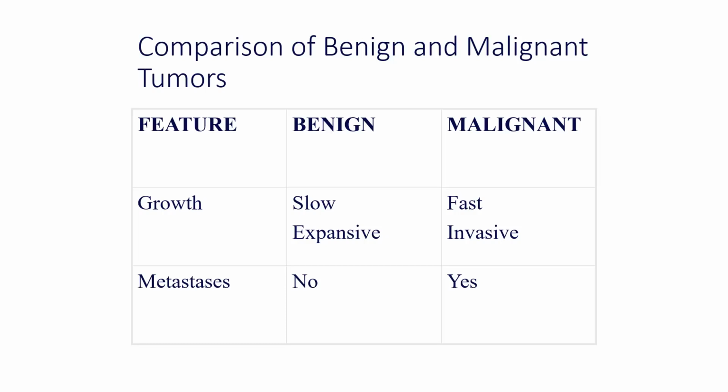The comparison of benign and malignant tumors. So when we look at growth, benign tumors are slow and they're expansive. Malignant tumors grow fast and they're invasive. Metastases, benign, do not metastasize, so they do not spread to other regions of the body. Malignant does.